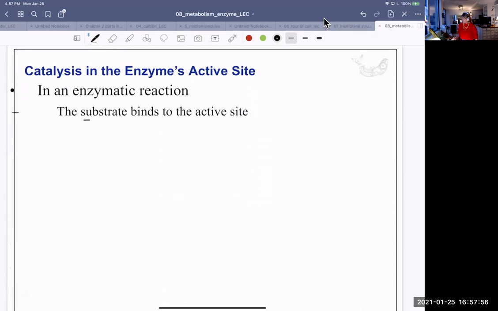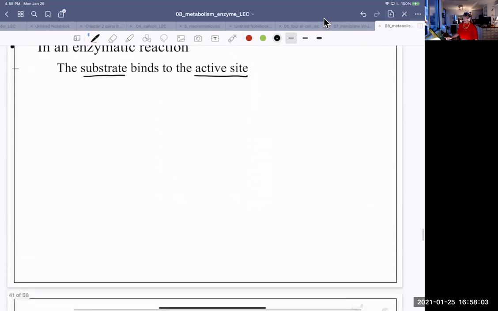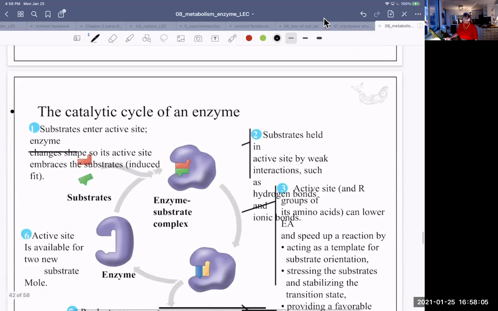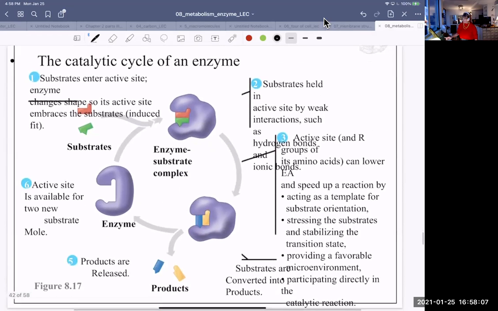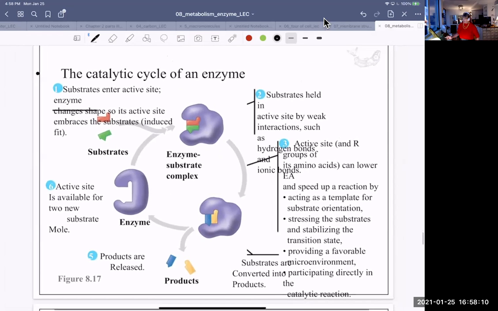So in an enzymatic reaction, the substrate binds to the active site. That's where the catalysis happens. Here's a terrible diagram that's not moved over very well, but, sorry, be that as it may.